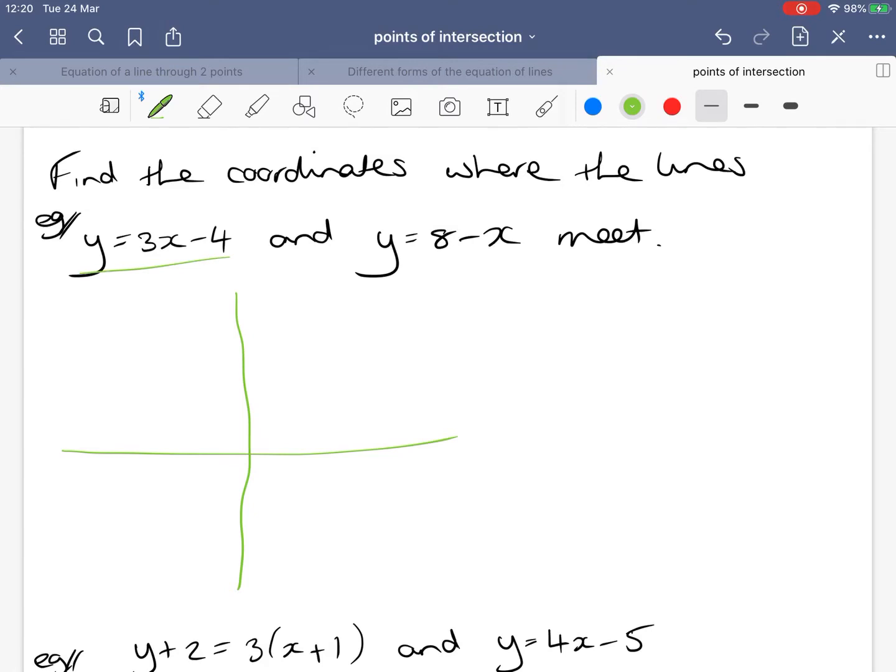So I've got y equals 3x minus 4. I know it crosses the y-axis at minus 4. I know it's got a gradient of 3, so I'm not going to work it out. I'm just going to draw a steepish line. So that's my y equals 3x minus 4.